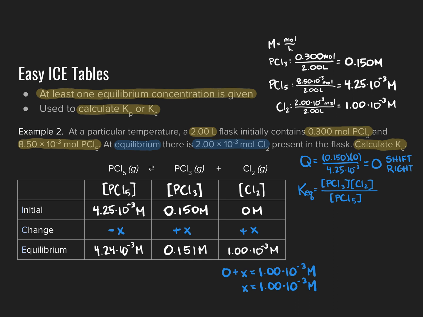Again, KEQ we defined as the concentration of the products over the reactants. That was the concentration of PCl3 of 0.151 molar times the concentration of Cl2 of 1.00 times 10 to the negative third, all divided by the concentration of our reactant PCl5 of 3.25 times 10 to the negative third.